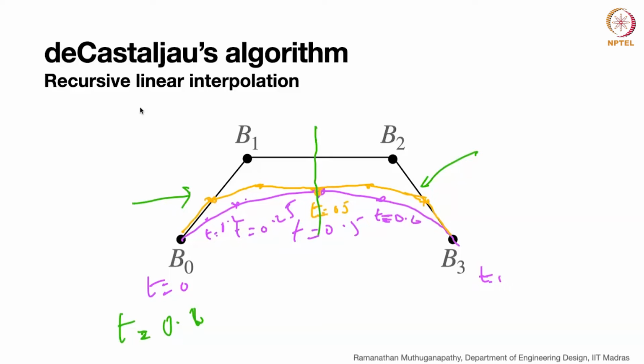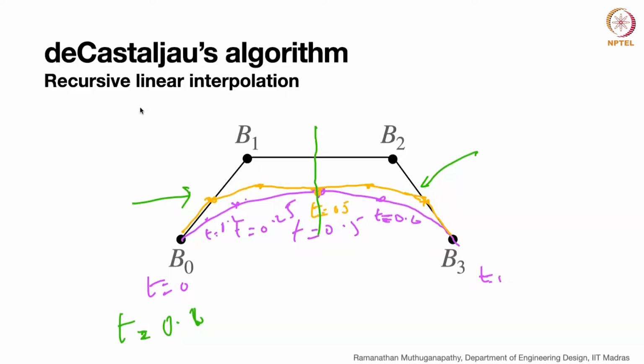Sir, I have a doubt. For the point of the curve at t equals 0.5, can we find that point like how we find the centroid of a triangle? Can we do that here? You can use the de Casteljau algorithm, or you can use our polynomial Bernstein basis. Either way you can do.